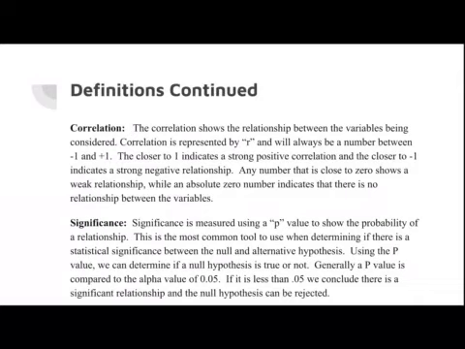Significance is measured using a lowercase p or a p-value to show the probability of a relationship. This is the most common tool to use when determining if there is a statistical significance between the null and alternative hypothesis. Using the p-value, we can determine if a null hypothesis is true or not. Generally, a p-value is compared to the alpha value of 0.05. If it is less than 0.05, we conclude there is a significant relationship and the null hypothesis can be rejected.